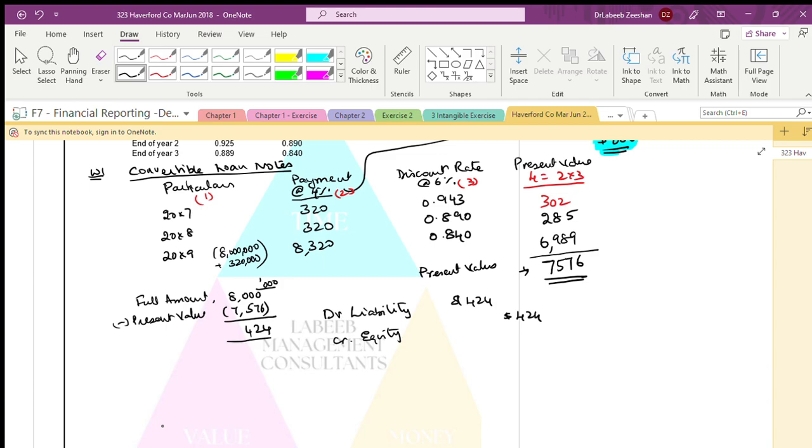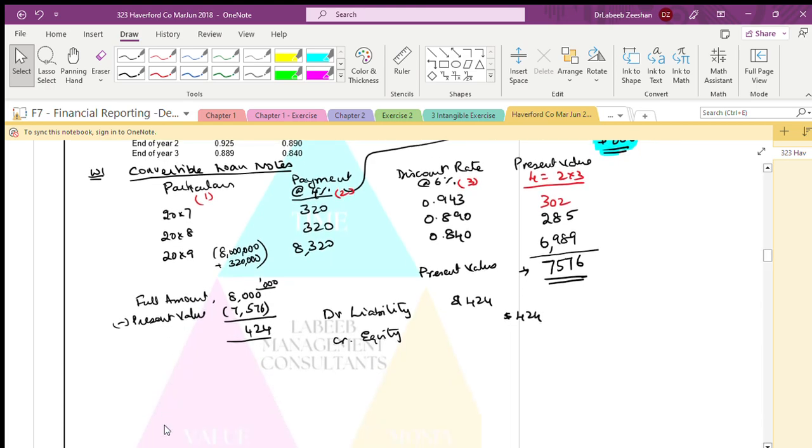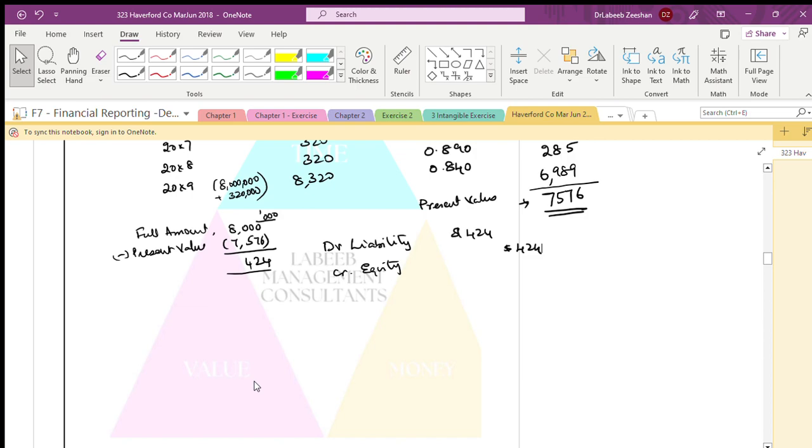They said very clearly that the annual payment has been included in the finance cost. Interest is paid annually in arrears, 31st of December each year. Means we have to see how much we have to amortize the cost. Liability amortization is nothing but decreasing the liability at the effective rate of interest.